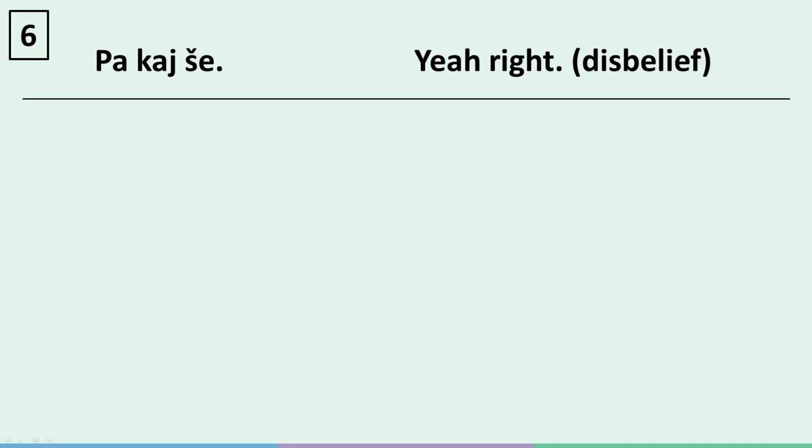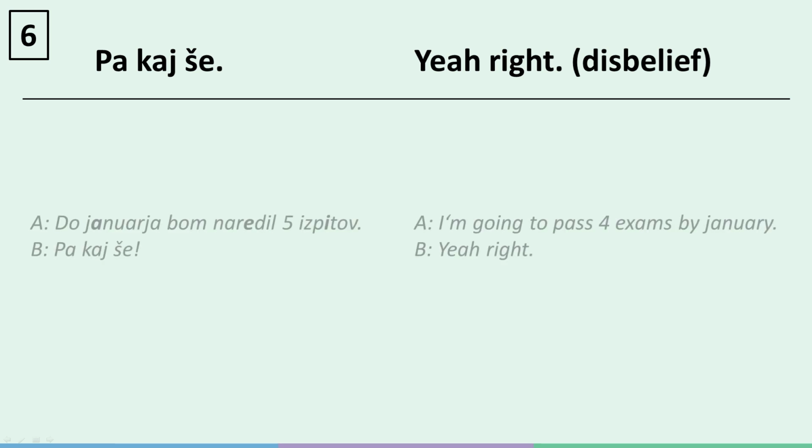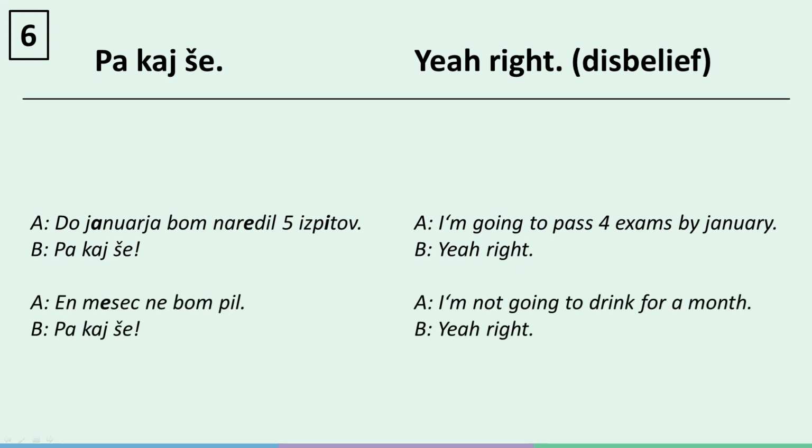You say pa kaj še when you want to express disbelief or disagreement with someone. It literally means and what more, as in what more BS will you try to convince me of? Do januarja bom naredil 5 izpitov. Pa kaj še? I'm going to pass 4 exams by January. Yeah, right. En mesec ne bom pil. Pa kaj še? I'm not going to drink for a month. Yeah, right.